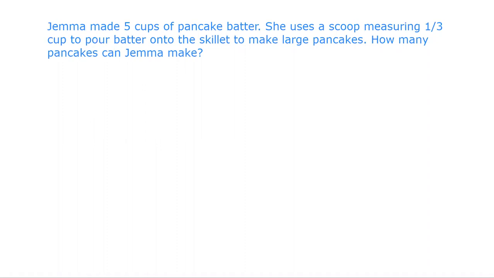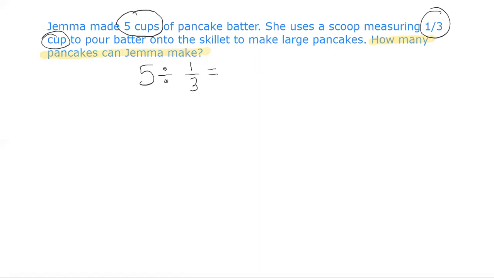So I'm going to start by highlighting the question that I actually have to solve. I have to figure out how many pancakes can Gemma make? Now, what are the numbers I need to use to answer this problem? Well, I know that Gemma made 5 cups of batter altogether, and I know that her scoop is 1/3 cup. So I have to figure out how many pancakes she can make altogether. So that means I'm going to do 5 cups of batter divided by 1/3 cup.